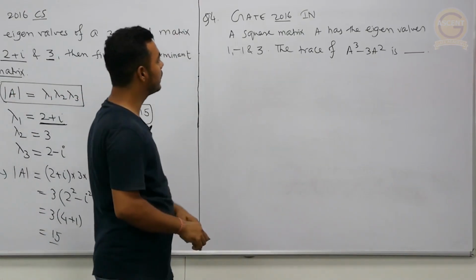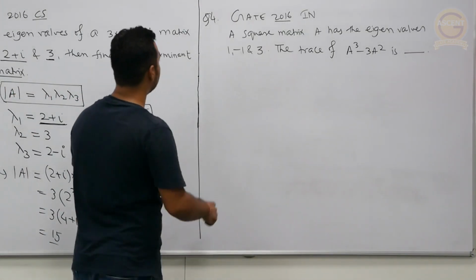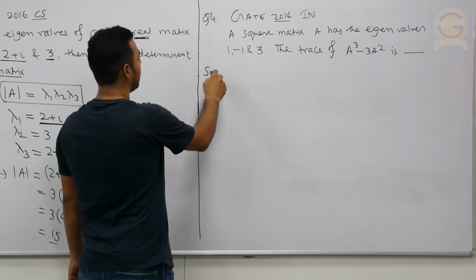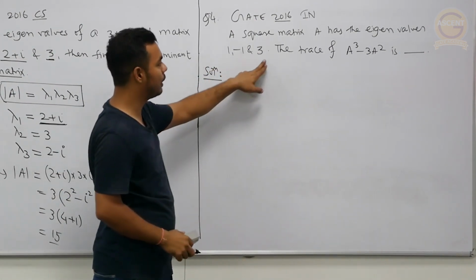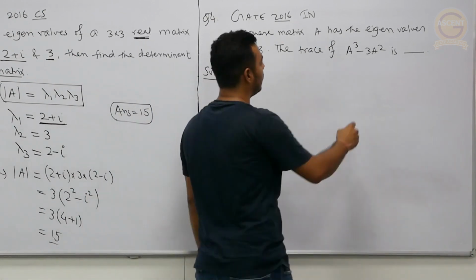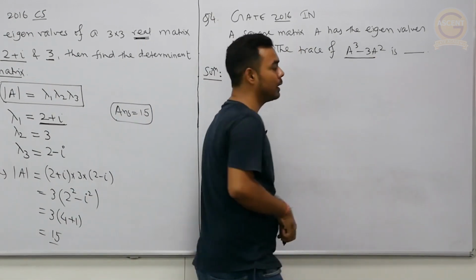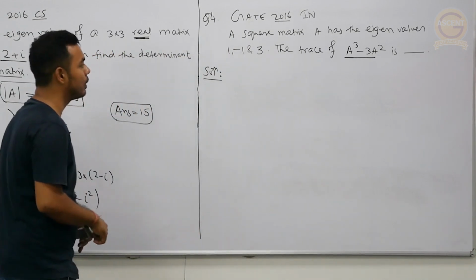Now the next question was asked in GATE 2016. The problem is, a square matrix A has these three eigenvalues, 1, minus 1 and plus 3. The question is, you have to find the trace of A cube minus 3A square. Trace means the sum of the diagonal elements.